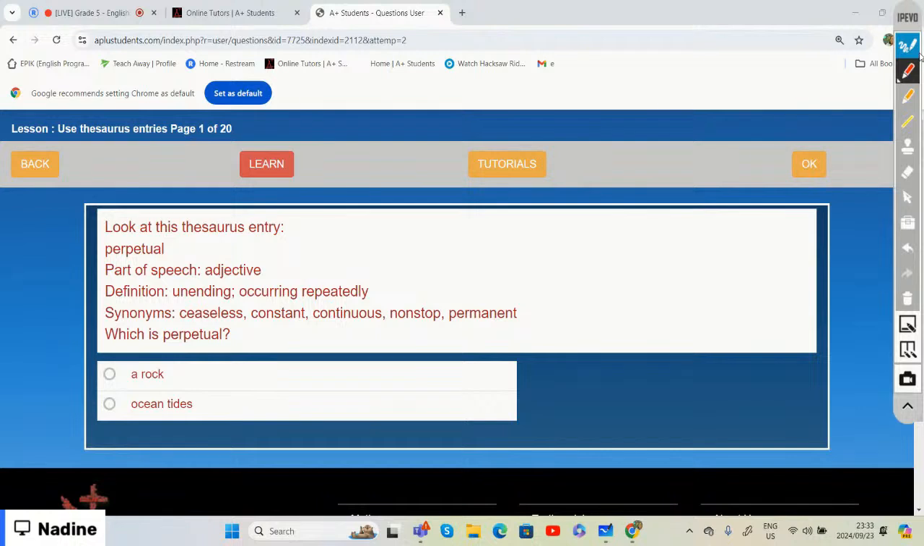And the part of speech of perpetual is an adjective. So perpetual is an adjective. So it's like describing a noun or telling us about the noun. And the definition of perpetual means unending, occurring repeatedly. So it is unending, occurring repeatedly.